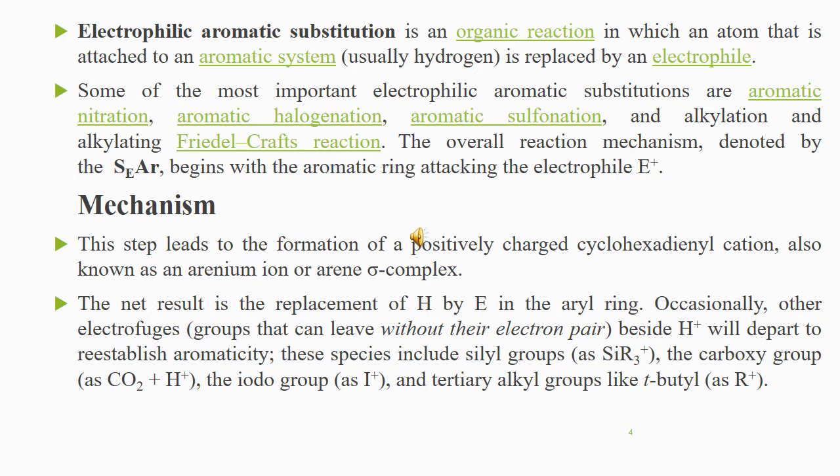As far as the mechanism is concerned, the first step, which is the attack of the aromatic ring on the electrophile, leads to the formation of a positively charged cyclohexadienyl cation. This cyclohexadienyl cation is also known as arenium ion or arene sigma complex. Normally we call it the sigma complex. The net result is the replacement of hydrogen by the electrophile in the aryl ring.